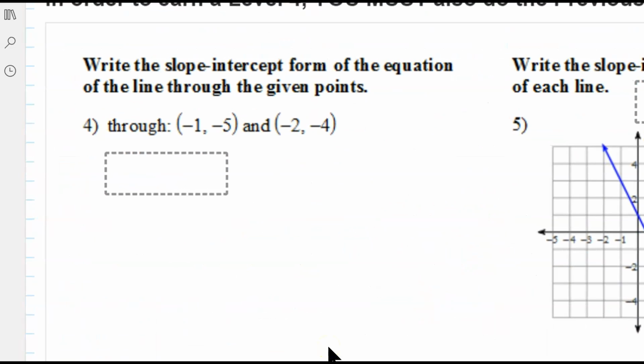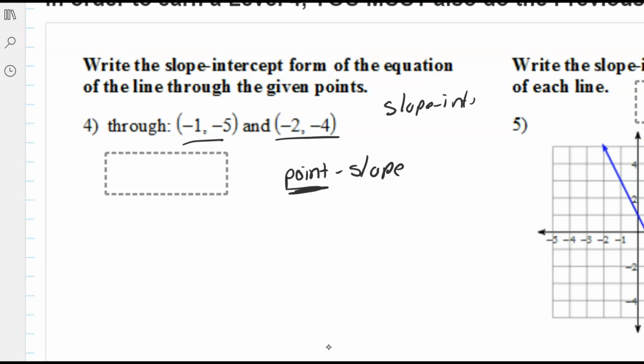All right, then we're going to go to number 4. Write the slope-intercept form of the equation of a line. In order to do that, we're given 2 points. Whenever we're given 2 points, you're going to use the point slope formula, because they give you 2 points. The other formula is the slope-intercept. For that we need the slope, but we also need the y-intercept. Here we don't have the y-intercept. In order for it to be the y-intercept, it would be 0, comma, and then some number there. We don't have that, so instead we can use the point slope.